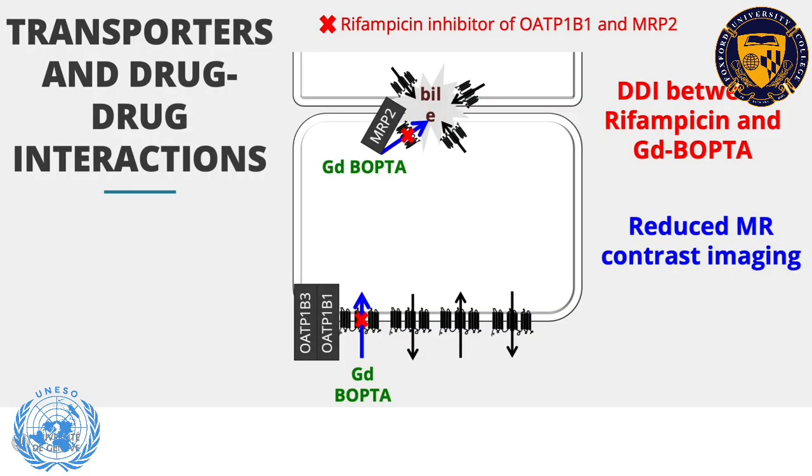Finally, transporters are also involved in drug-drug interactions. For example, gadolinium bobta, a contrast agent used to enhance magnetic resonance imaging, is transported into the hepatocyte by OATP1B1 and OATP1B3, and then cleared from the hepatocytes to the bile by a transporter, MRP2. When it's administered concomitantly with rifampicin, that is a strong inhibitor of OATP transporters and MRP2 transporters, there is a decrease in the entrance of this contrast agent into the hepatocytes, decreasing then the quality of contrast imaging.